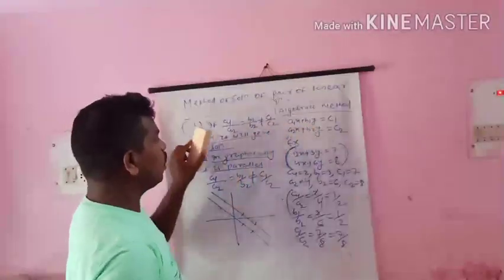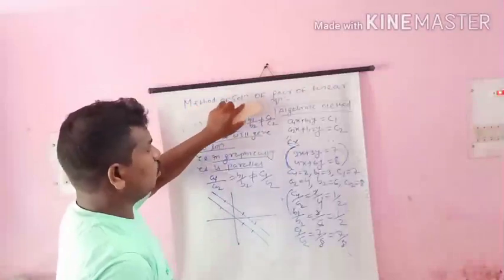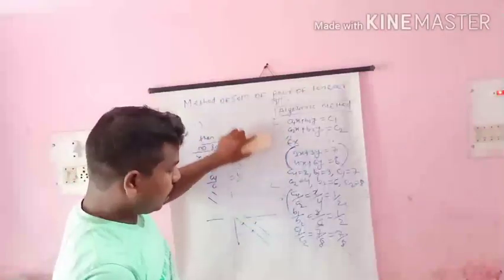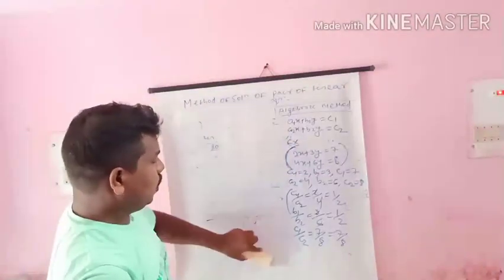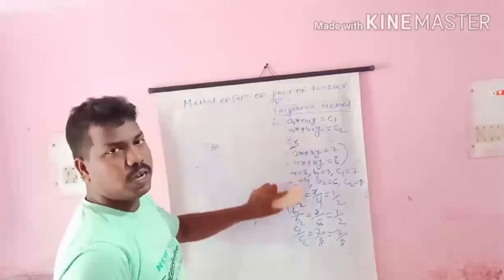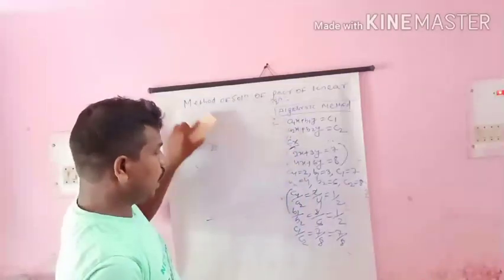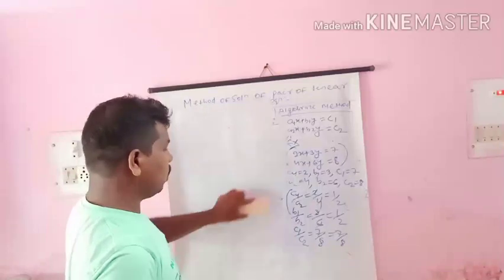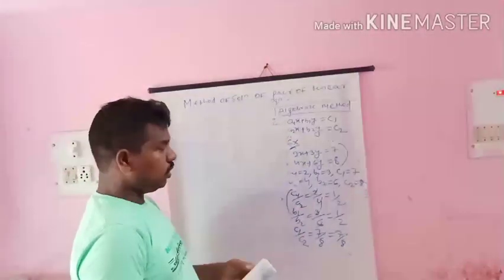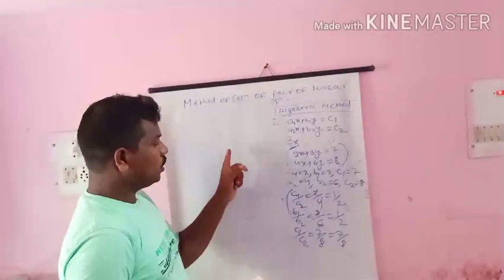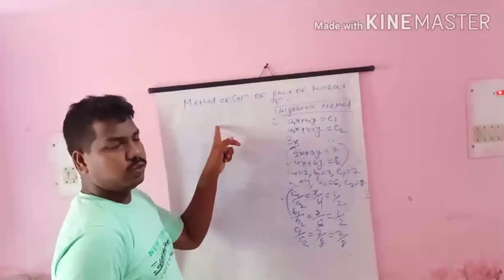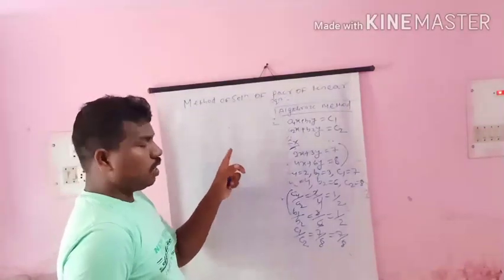First one is unique solution, otherwise known as intersecting lines. Second one is infinitely many solutions, or otherwise it is known as coincident lines. Graphically it is known as coincident lines, and algebraically it is known as infinitely many solutions. Third one is algebraically known as no solution, but graphically it is known as parallel.